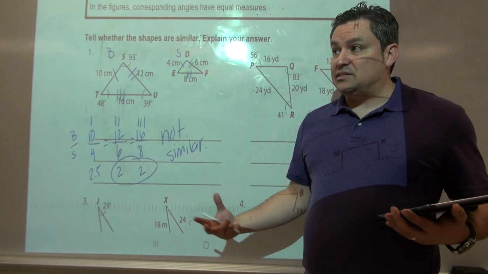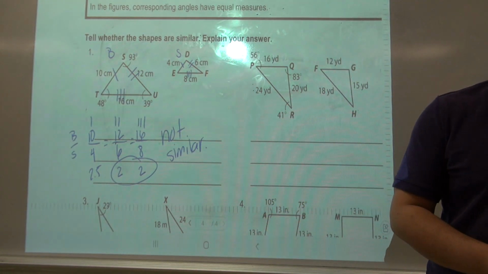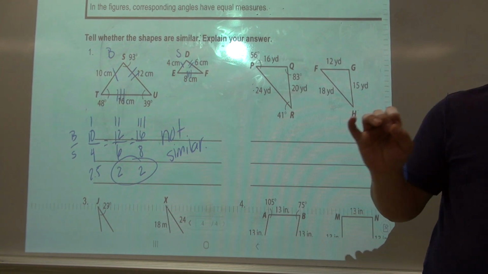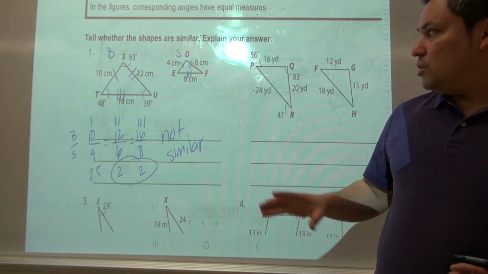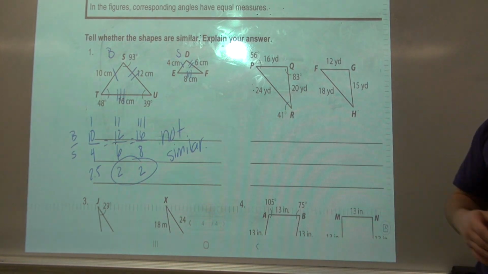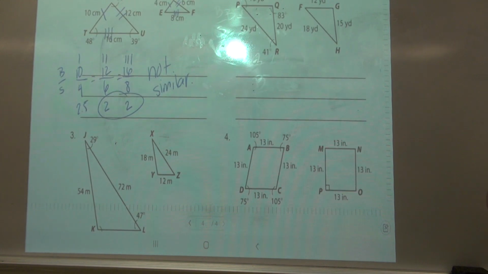That's easier. But I'm showing it's not always going to be easy, because sometimes the number is not going to be an even number. It might be a fraction. So I'm going to show you something. Let's look at number 2.